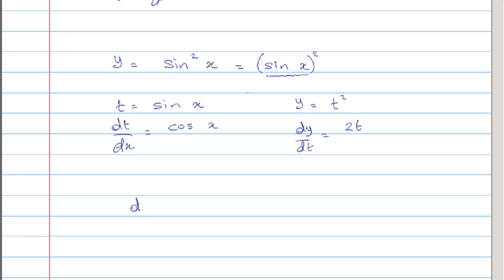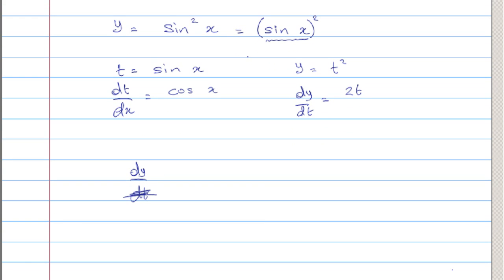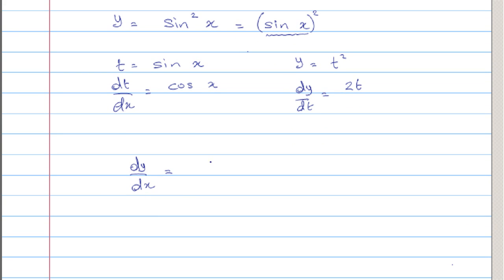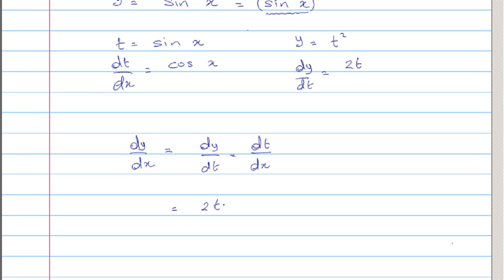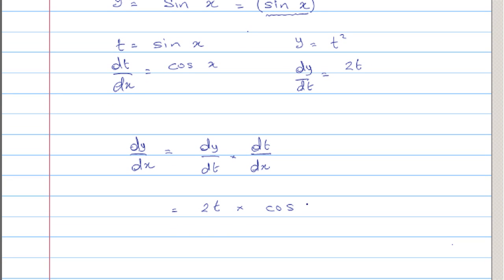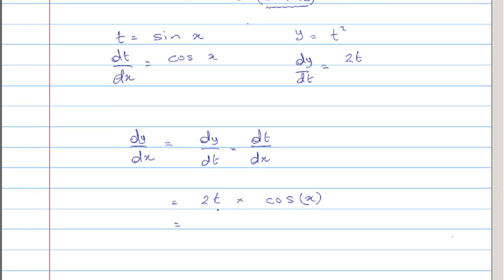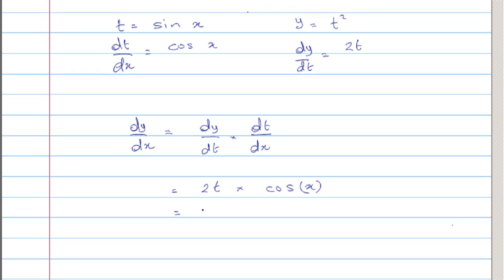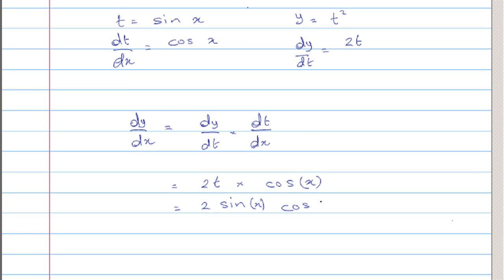And then using the chain rule, I can rewrite this as dy over dx is equal to dy over dt times dt over dx. And this is just the chain rule again. And dy over dt is equal to 2 times t, and dt over dx is equal to cos of x. So I get 2 times t times the cos of x, and t is equal to sine x. That is the initial substitution I used. So I can replace t with sine x to get 2 sine x times cos of x.